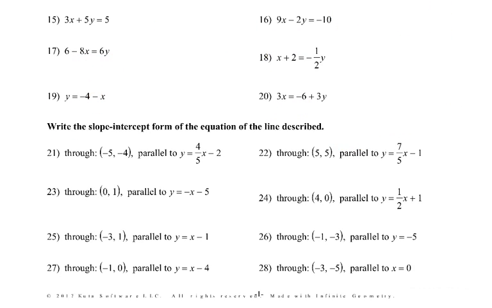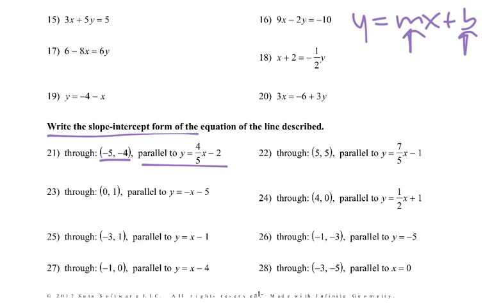Alright. Now, when we're looking at the next group, we want to write the slope-intercept form of the equation. So we need our slope and our y-intercept. We're given a point, and we're given what it's parallel to. That parallel line gives us our slope, so I know it's y equals 4/5 x plus some number.